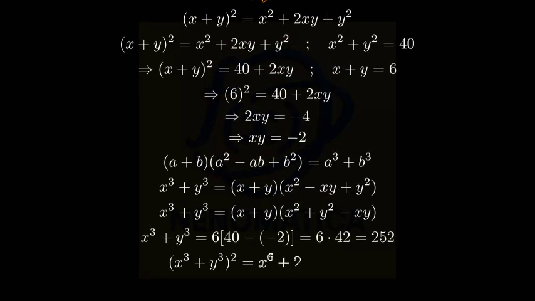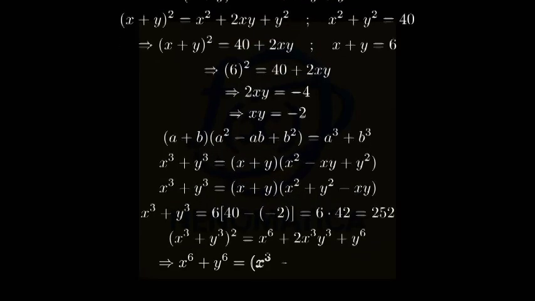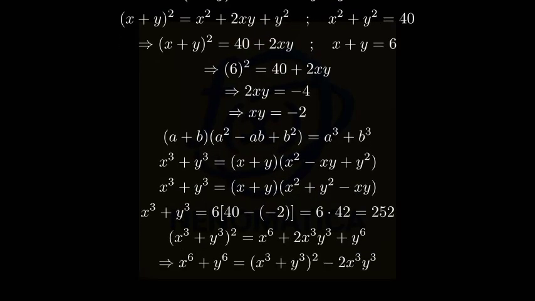Now, we need to find x to the power of 6 plus y to the power of 6. We can use the following identity. The square of x cubed plus y cubed equals x to the power of 6 plus y to the power of 6 plus 2 times x cubed times y cubed. Rearranging, we get x to the power of 6 plus y to the power of 6 equals the square of (x cubed plus y cubed) minus 2 times x cubed times y cubed.